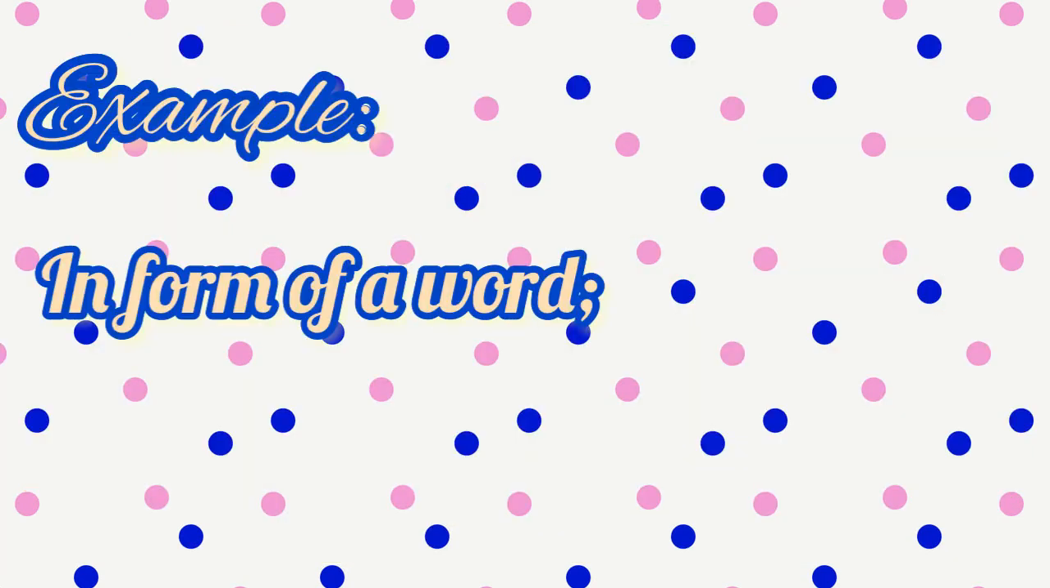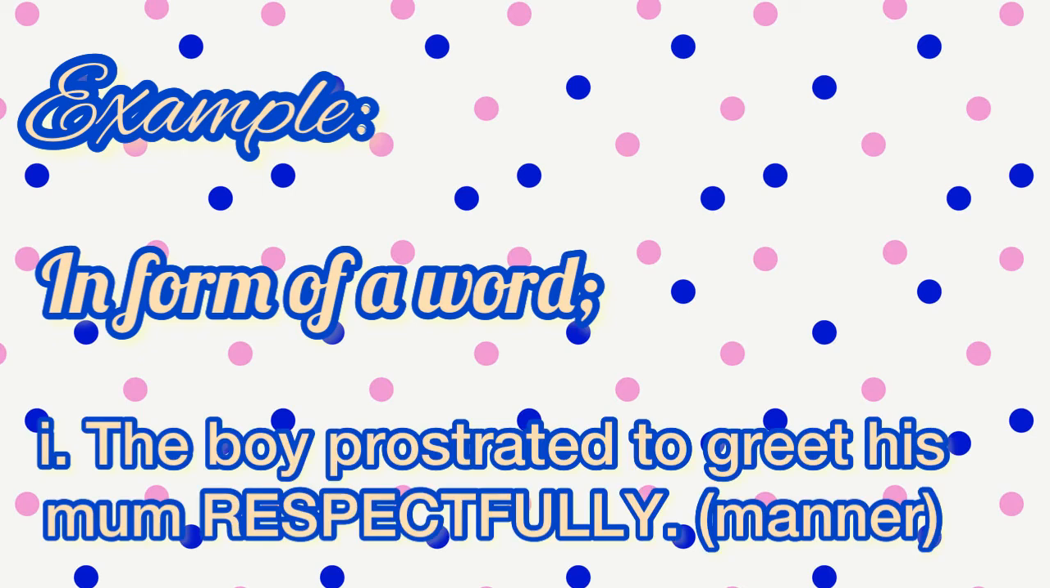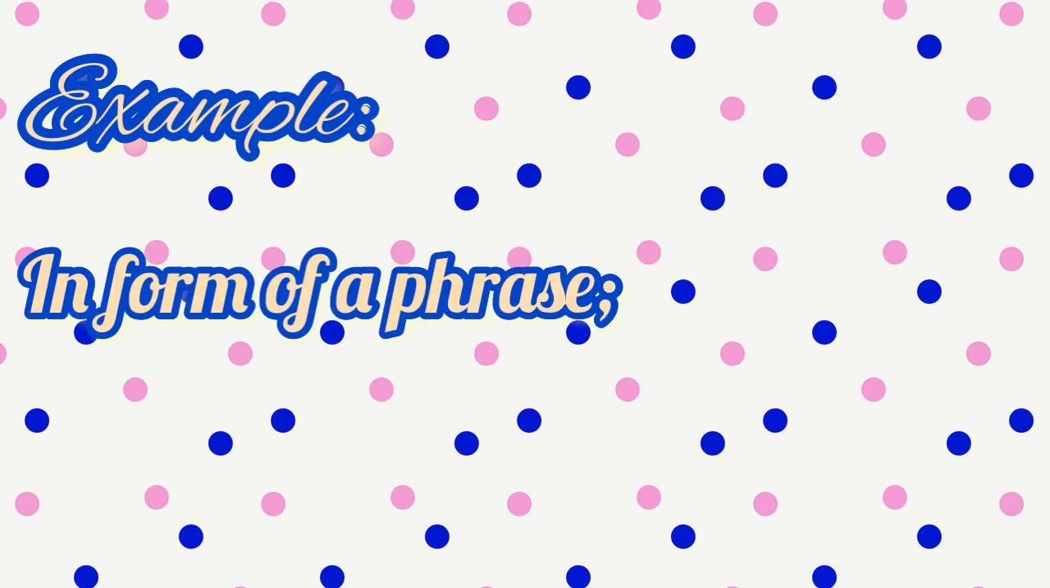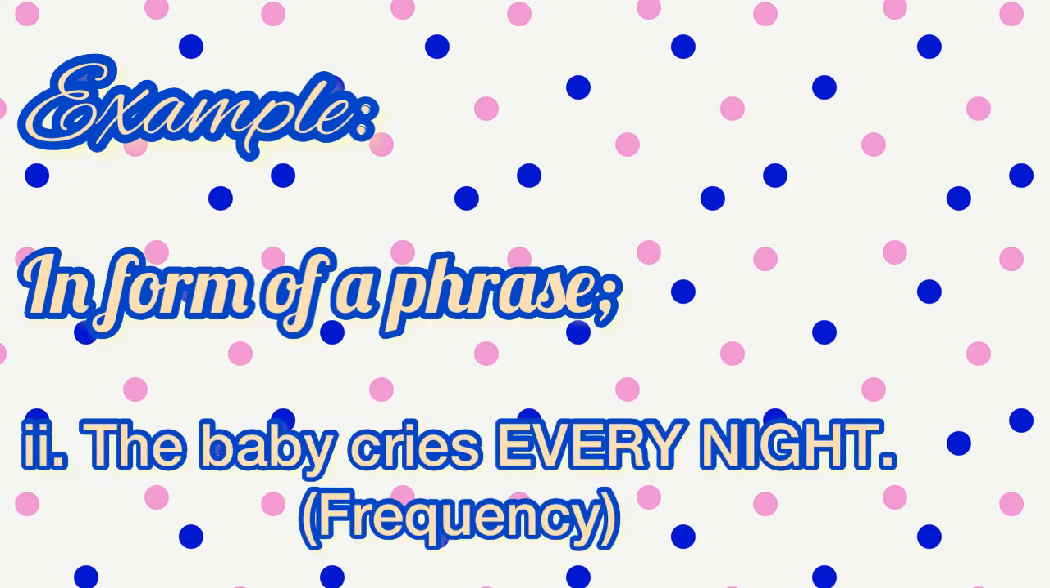Let's consider these examples. The boy prostrated to greet his mom respectfully. You can spot the adjunct in that sentence: respectfully. How did the boy prostrate to greet his mom? Respectfully. So that is an example of an adjunct of manner. Another situation where we can have an adjunct appearing in the form of a phrase this time: the baby cries every night. How many times does the baby cry? Every night. So that is an adjunct of frequency.